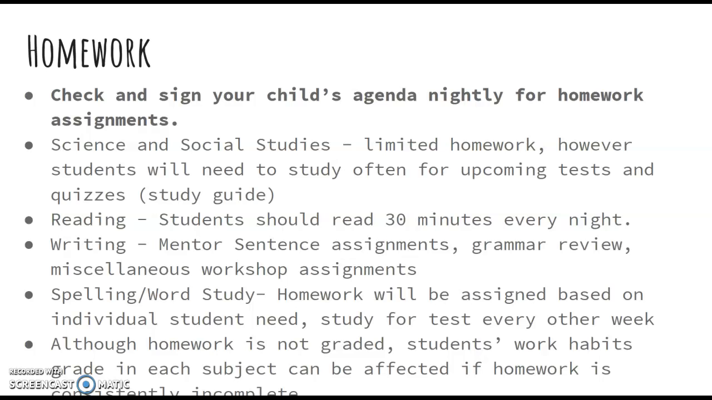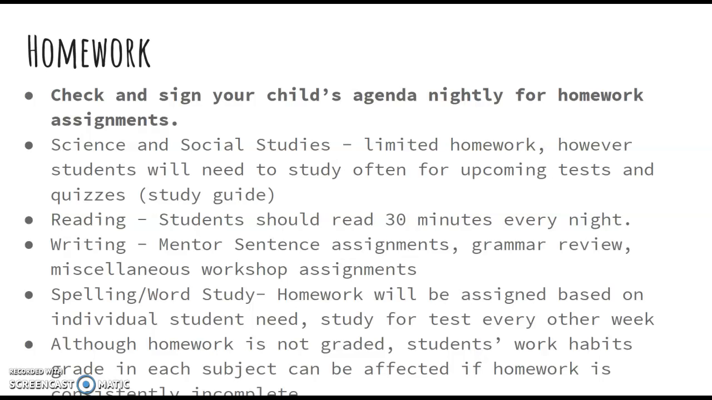Let's talk about what to expect in each subject for homework. For science and social studies, there will be limited homework. However, students will need to study often for upcoming tests and quizzes. They should be given a study guide for these things. In reading, students should read 30 minutes every night. This is important for their reading stamina.